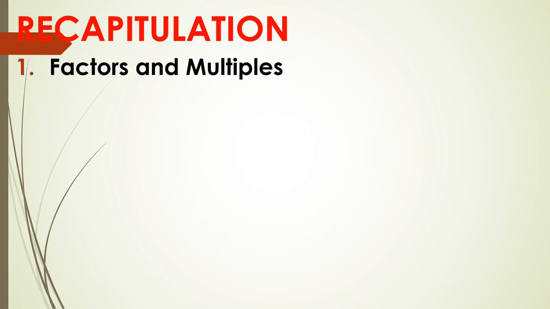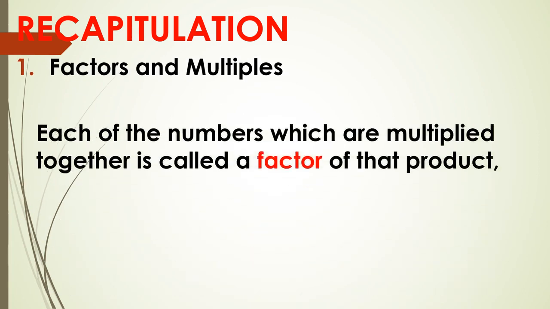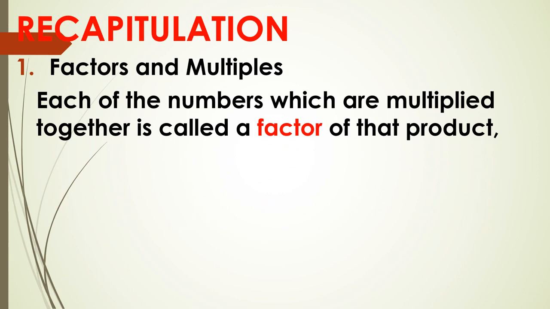First thing that we have learned in lecture 1 is factors and multiples. What are factors? Each of the numbers which are multiplied together is called a factor of that product. See, 3 multiplied by 4 is 12. So here we are multiplying two numbers, 3 and 4. So these two numbers are called the factors of 12.